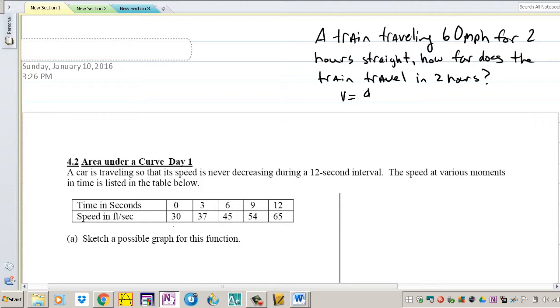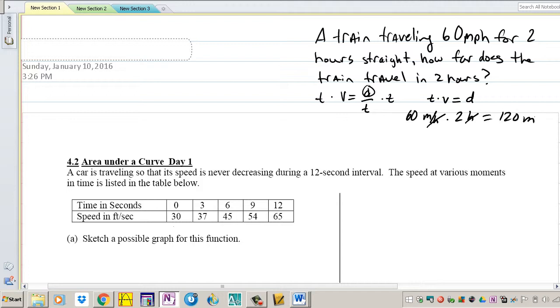So, you know that in physics, v, velocity, is distance over time. And to find distance, you would manipulate this equation so that you get time times velocity is equal to distance. And then you would plug in 60 miles per hour times 2 hours. Hours cancel, and you get 120 miles.